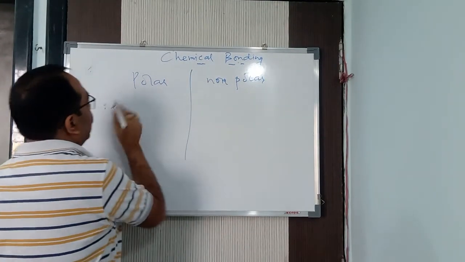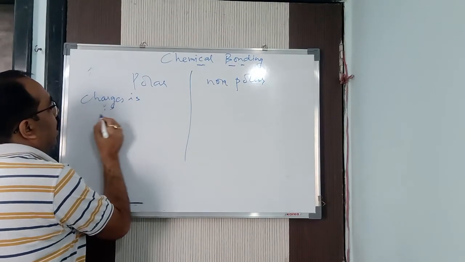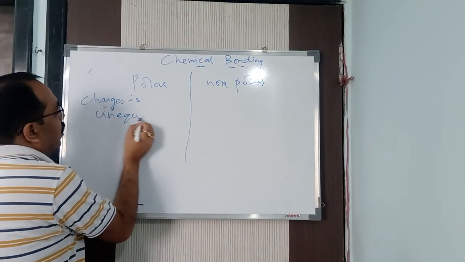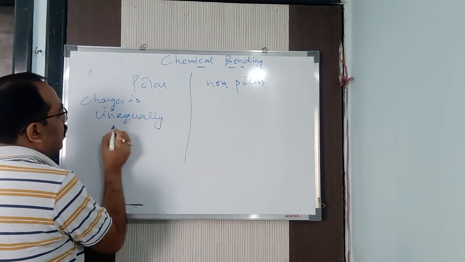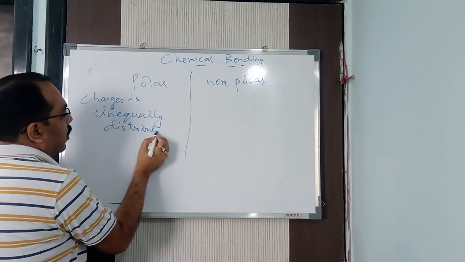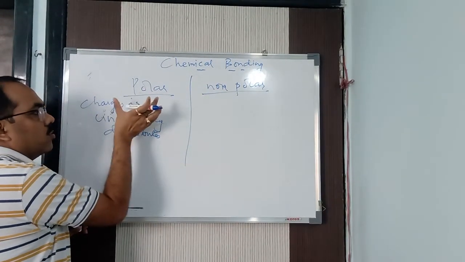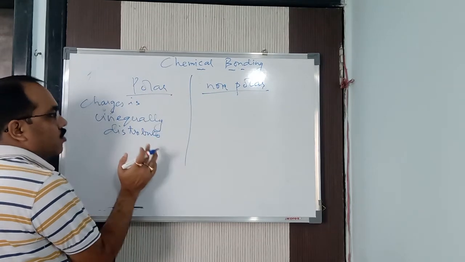Non-polar compound. Here the charges are equally distributed between the two combining atoms. Because see the word polar. Polar means two poles. What poles? One positive pole and one negative pole.